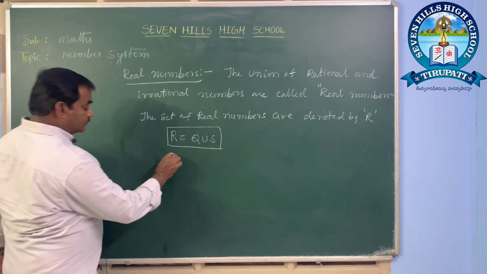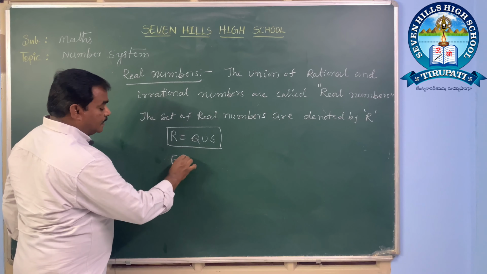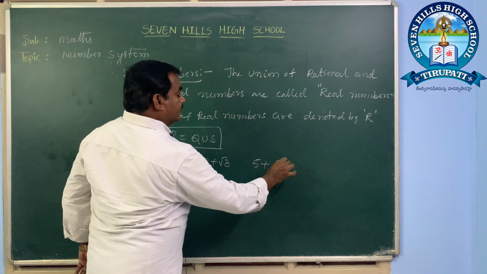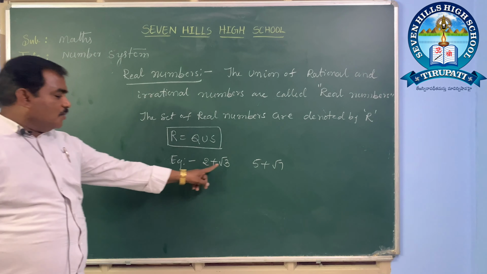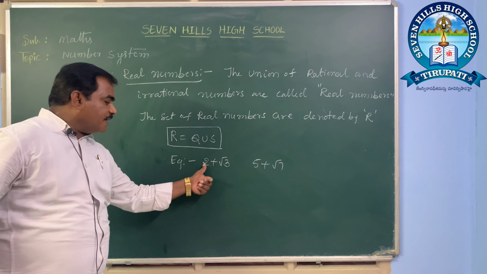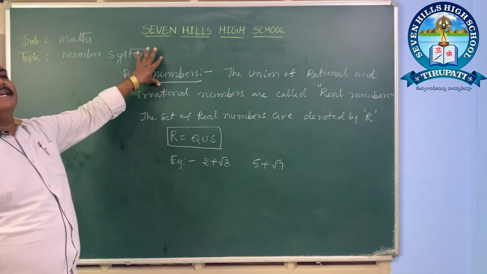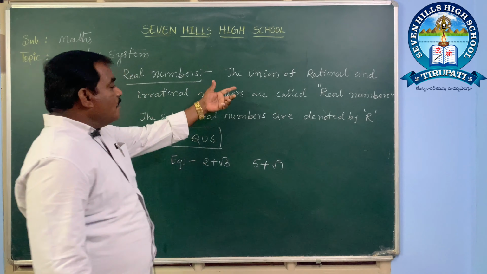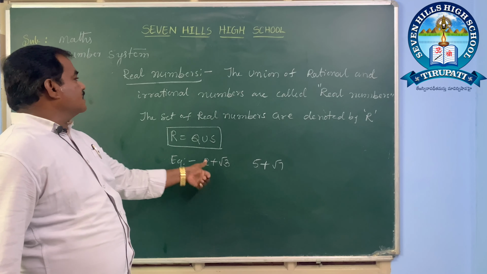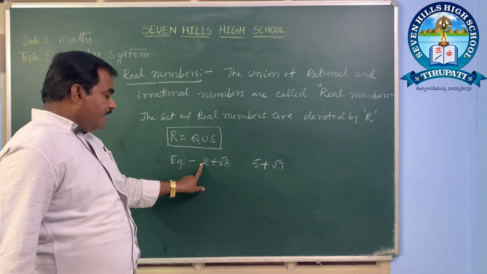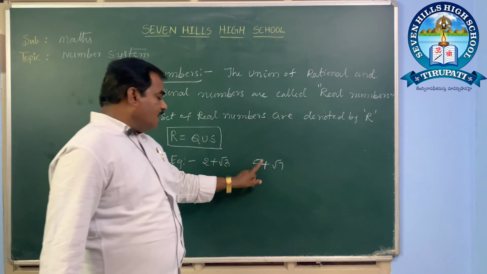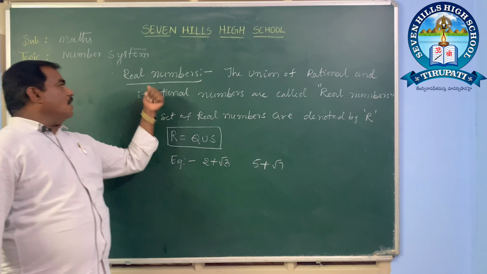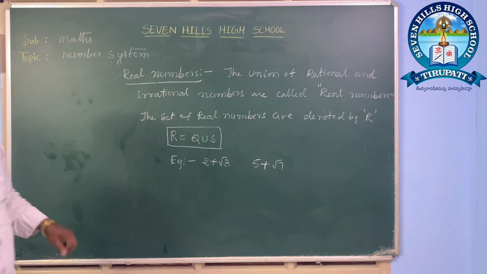For example, 2 plus root 3, 5 plus root 7. 2 is a rational and root 3 is an irrational. The combination of rational and irrational numbers are called real numbers. Most important, here 2 is a rational, root 3 is an irrational. Here 5 is a rational, root 7 is an irrational. These two are examples of real numbers.